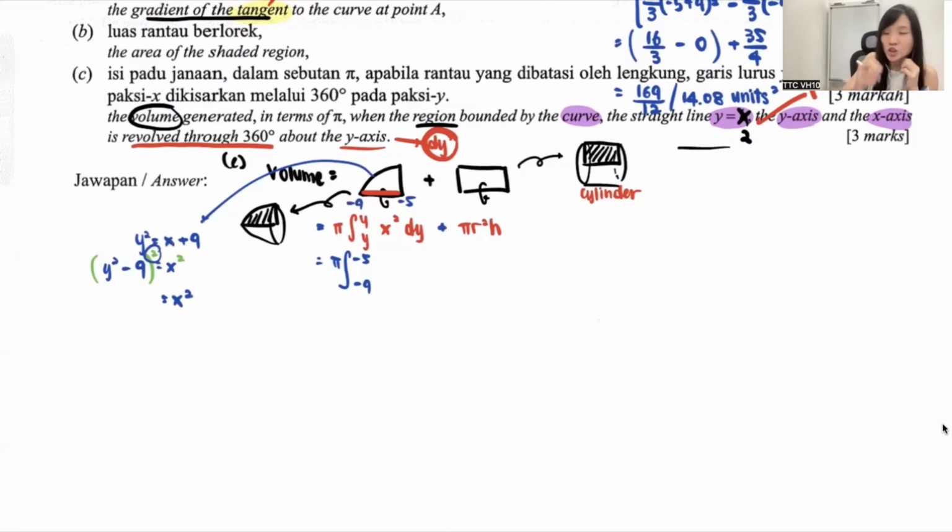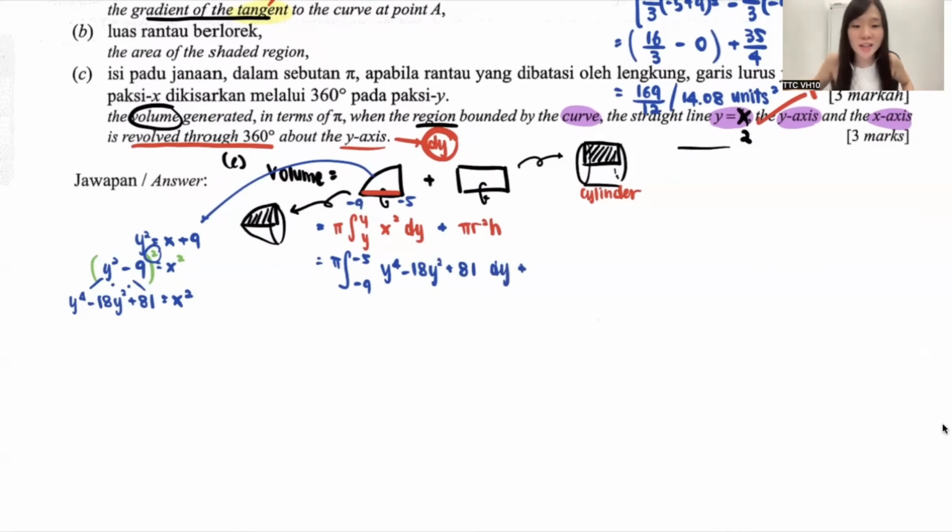Must expand. So shortcut method, 3 things come out. y squared, you square it, y power 4. Negative, positive 81. 2 times this, isn't it? Negative 18y squared in the middle. Okay, that is what I have. y power 4 minus 18y squared plus 81 dy, plus pi r square h. So guys, pi is pi. Okay, where is the r? Students always go wrong. It's because they never draw the cylinder out. You better draw the cylinder out because the cylinder standing or lying down makes a huge difference for your r. You use the wrong r, all gone, you know.